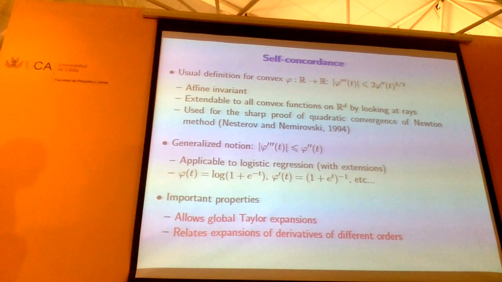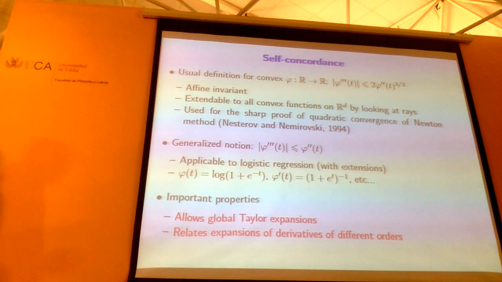Okay, so the proof. I won't go over the proof. I will just highlight these properties of self-concordance, which is very useful in optimization. So what is this? For a convex function in R, the third order derivative is bounded by a power of the second order derivative. Here, the exponent is preserved for homogeneity.